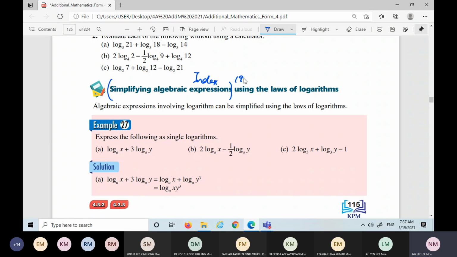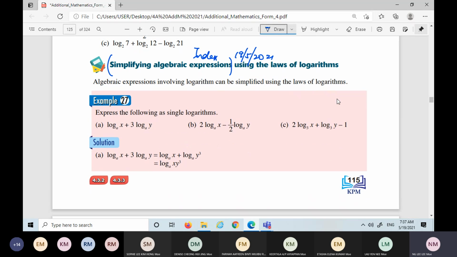Today is 19. This one, same thing. We're going to apply the logarithm laws, the 3 laws that we have learned yesterday. So look at this example 27. The A: express the following as a single logarithm.